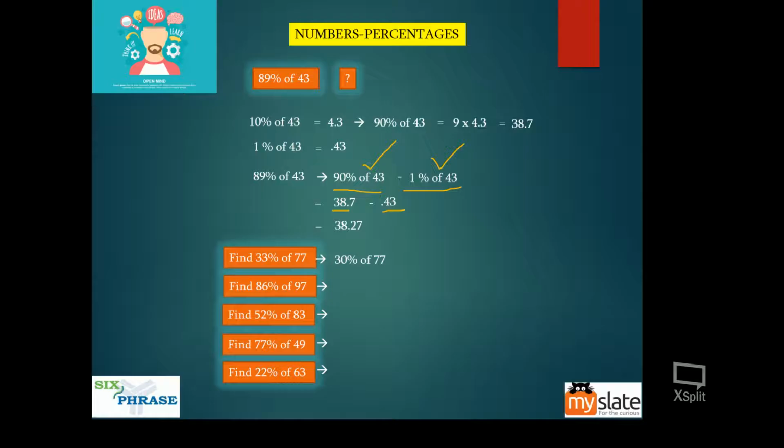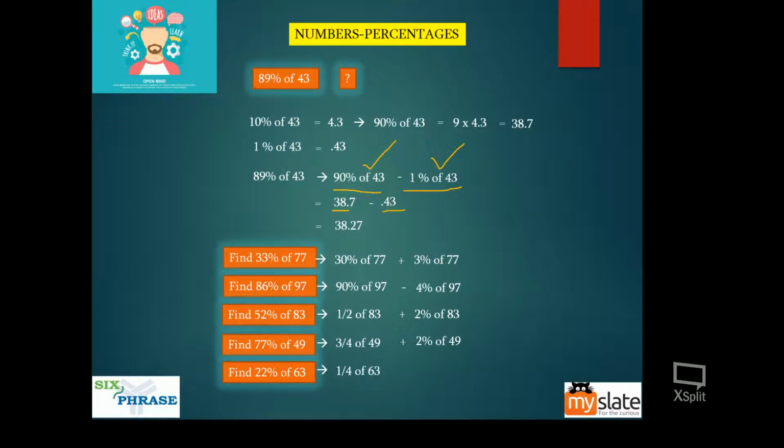30 percentage of 77 plus 3 percentage of 77. Yes, 86 percentage could be written as 90 percentage of 97 minus 4 percentage of 97. 52 percentage of 83 could be written as, okay, half. What is half of 83? Half is 50 percentage, right? So half of 83 plus 2 percentage of 83. 77 percentage of 49 could be 3 by 4th of 49. What is 3 by 4th of 49? It is 75 percentage. So 3 by 4th of 49 plus 2 percentage. 75 percentage plus 2 percentage will give you 77 percentage.